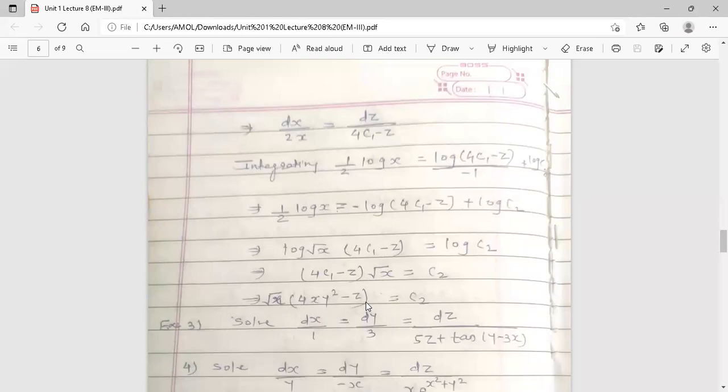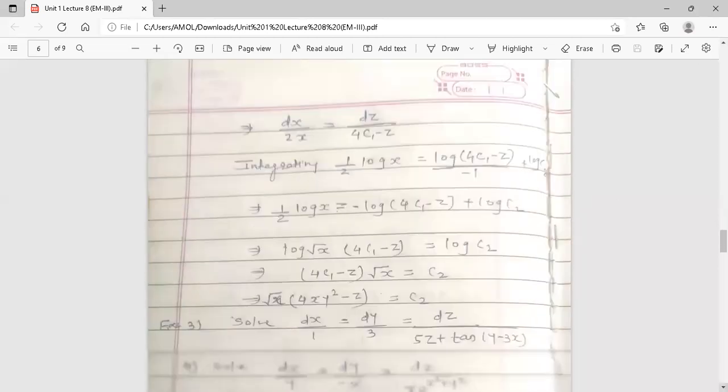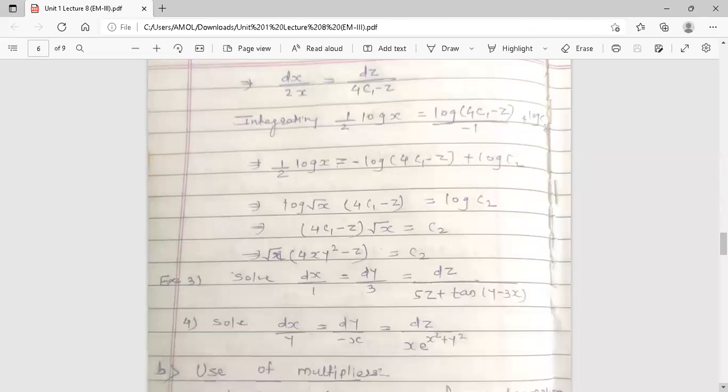And so this is your answer. We have two sets of solutions. This one is the second set of solution, and the first set of solution is here, x y square is equal to c1. And so here the first method, the grouping method of symmetrical simultaneous differential equations, is over.